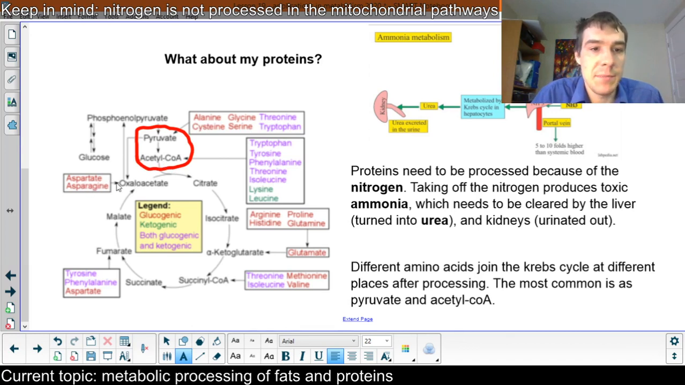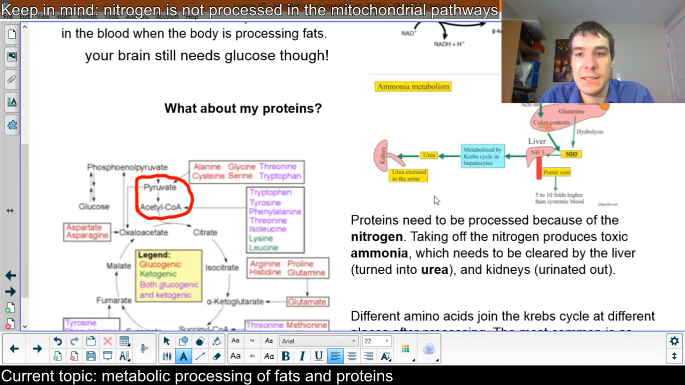So like these ones become oxaloacetate. These ones become glutamate, and then the glutamate joins as ketoglutarate. These ones join as acetyl-CoA, these ones join as fumarate. You don't have to memorize this. Just know that most of them join as either pyruvate or acetyl-CoA. But the heavy processing has to be done on the proteins because of the nitrogen.